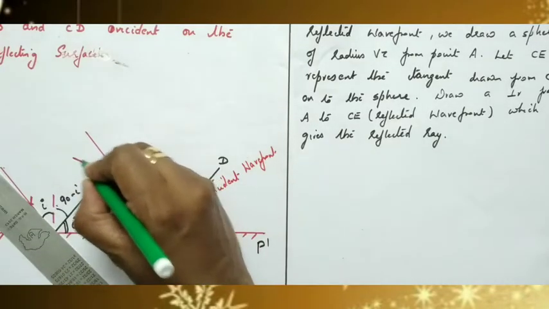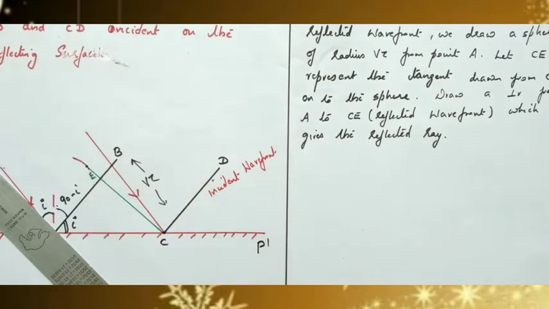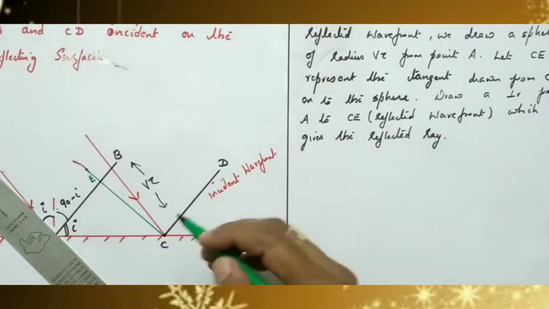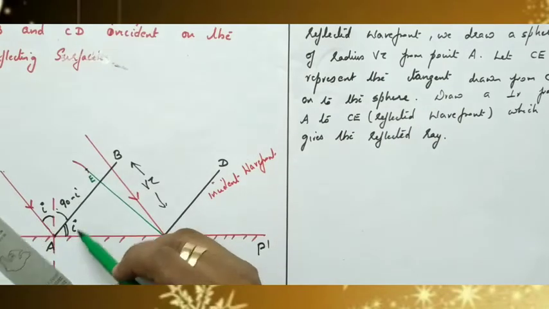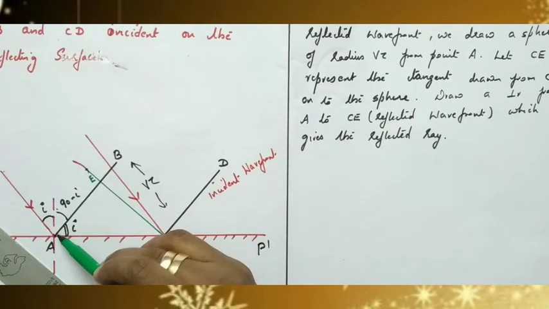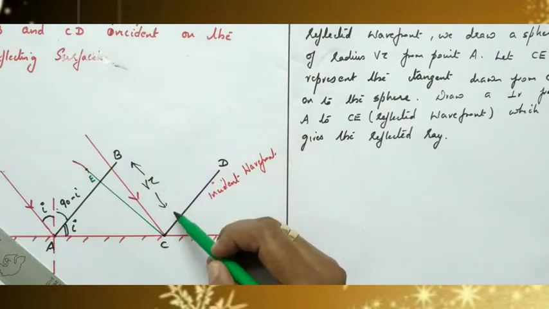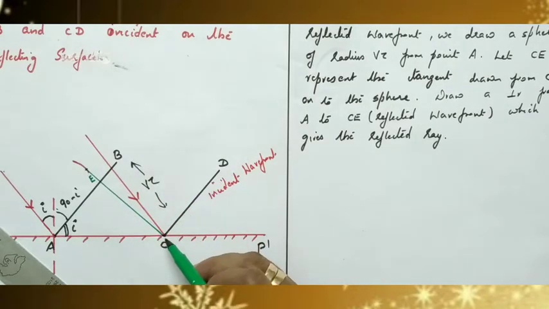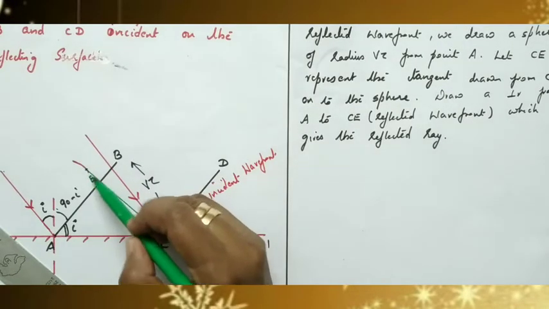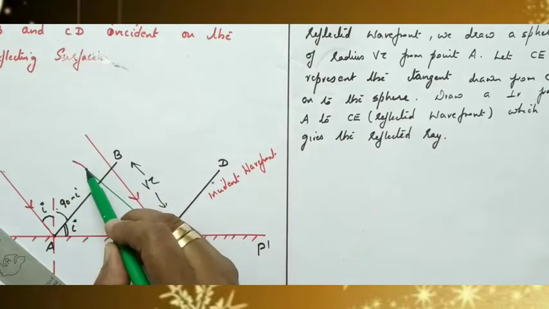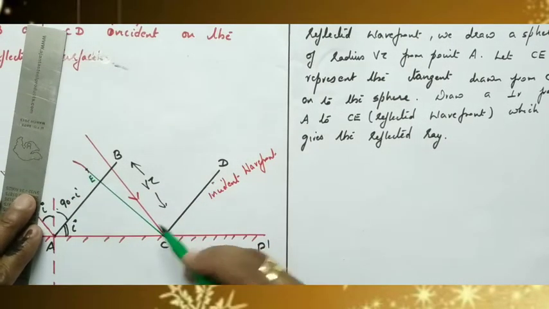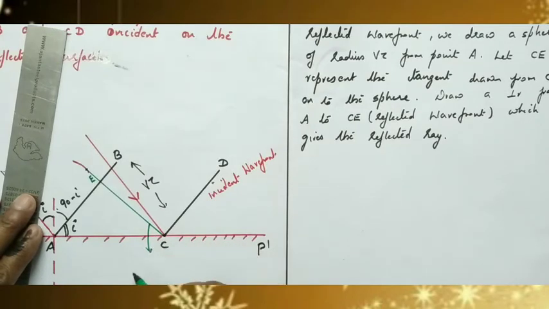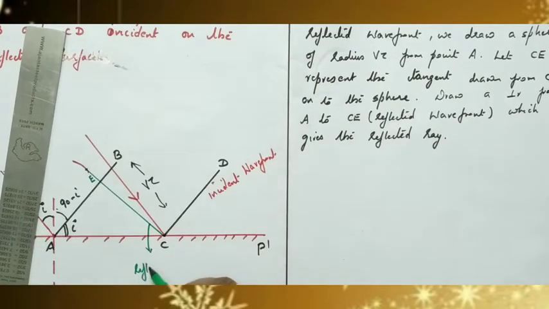Let the point be E. Now this EC is called the reflected wavefront. So draw a sphere from the point A with radius Vτ and then draw a tangent from C to the sphere. Let it meet at the point E. Now EC is called the reflected wavefront.